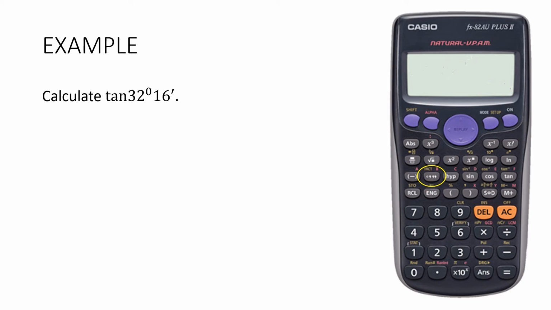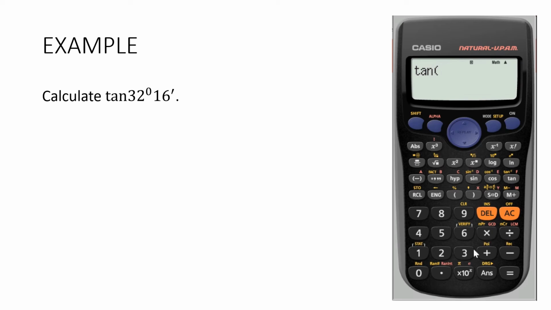So let's figure out how we use the calculator to work out tan 32 degrees, 16 minutes. We type tan 32 degrees, 16 minutes, and then press equals. And so to three significant figures, it's 0.631.